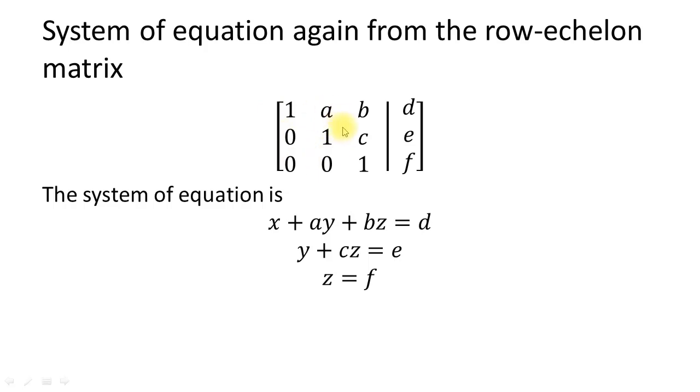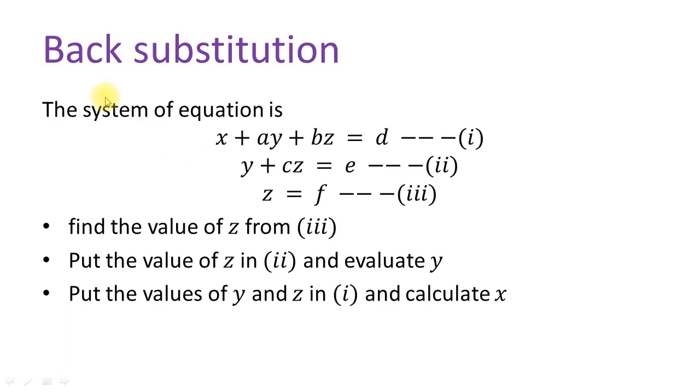So at the end, when we obtain a row echelon form, then write this matrix again in equation form. We obtain 3 equations in which we get the value of z from the last equation by using back substitution. So using back substitution, obtain the value of z, and putting the value of z, find y, and then put the values of y and z to find the value of x. So this is the back substitution.